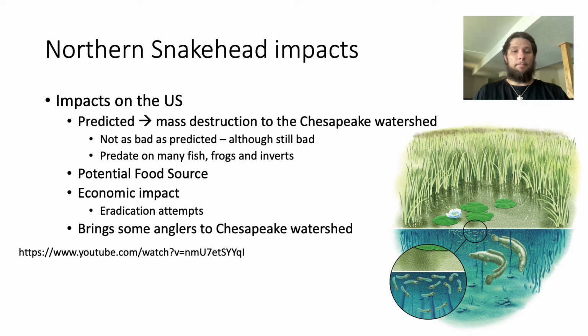So what have been the impacts of the introduction of the northern snakehead into these non-native regions? Within the U.S., we have seen some fairly significant impacts of the northern snakehead. It was actually originally predicted when they were found in the Chesapeake Bay that they would have such a detrimental impact that it would be unrecoverable if we didn't take immediate action. Now, this has not necessarily been proven to come true so far.